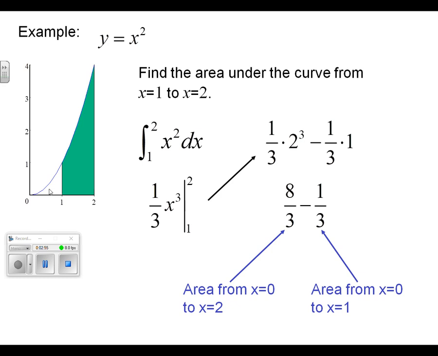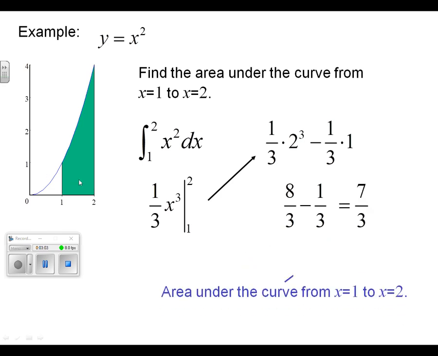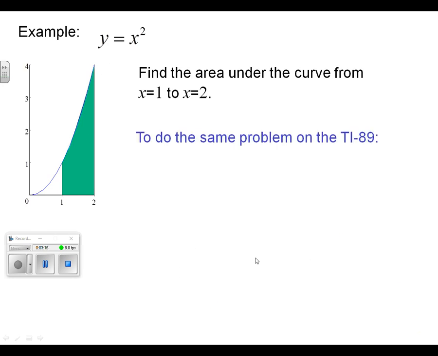Okay, so 1/3 would be the area of this white region. 8/3 would be the area of the total region. And if I subtract them, that 7/3 is the area of the green region. And we'd estimate 2.5, and this is what, 2.3 repeating, right? So it's kind of curved underneath that triangular approximation.